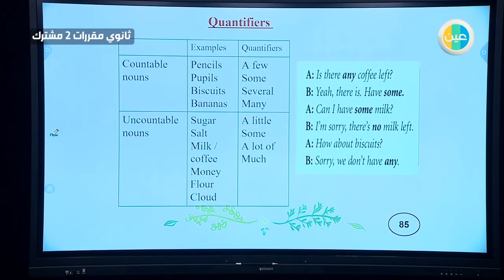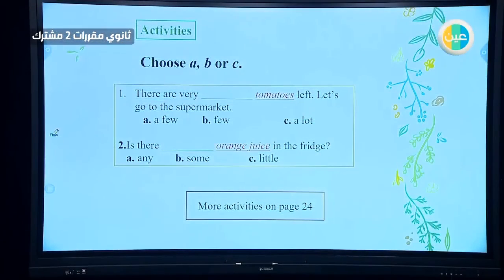A lot of, and much. Much is used with uncountable nouns. So I tried to put these for you, to help you. But you can have your own table, as I said, so it will help you more. Now this is just an activity, a sample. I didn't put a lot of examples because I don't want you to feel like I'm testing you or giving you an exercise that may come, because it may not come, but this is just an exercise for you.